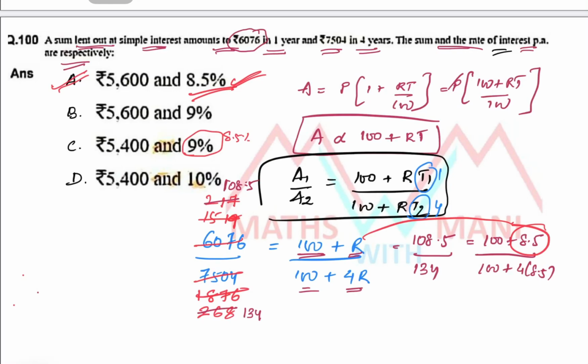Okay, here observe, for 1 year what is the amount? 6076. Okay, what about 4 years? The amount is 7504. Yes or no? Yes, very good. Now if I take the difference between these two, 7504 minus 6076, then what will I get? Observe clearly.